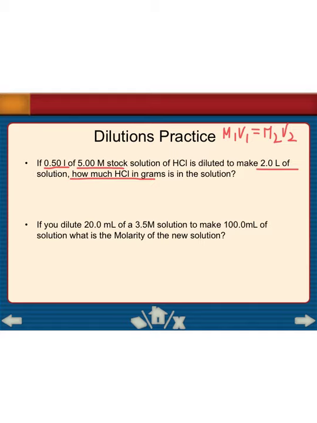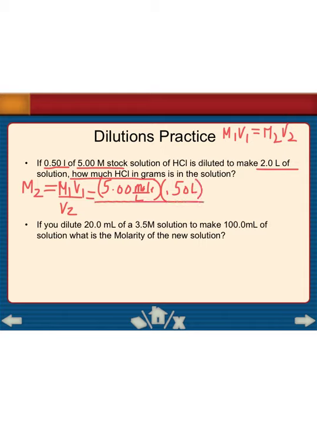We are actually looking for M2 in this case. So we have M2 equals M1V1 over V2. That is equal to 5.00 moles per liter times 0.50 liters all over 2.0 liters. Liters cancel, leaving behind 1.25 molar or moles per liter.